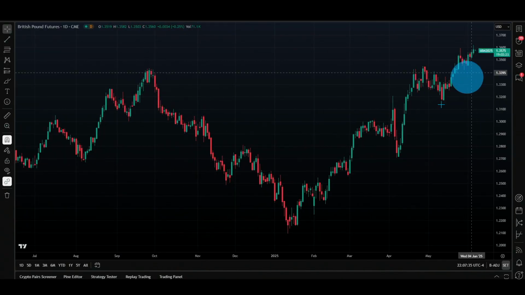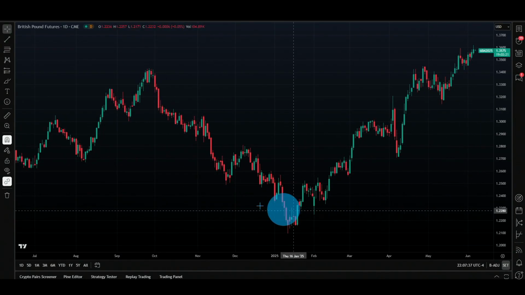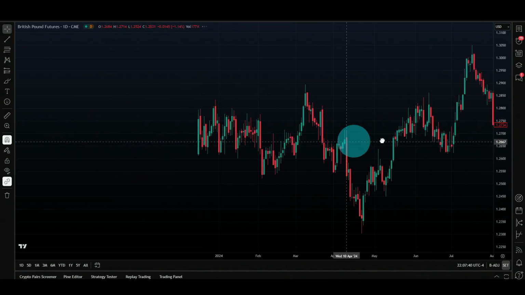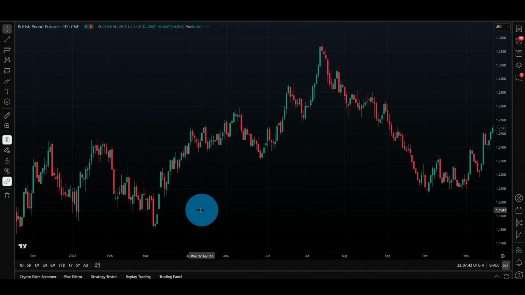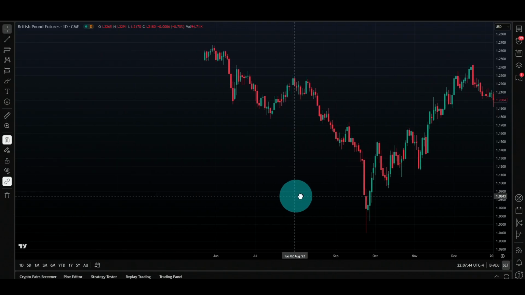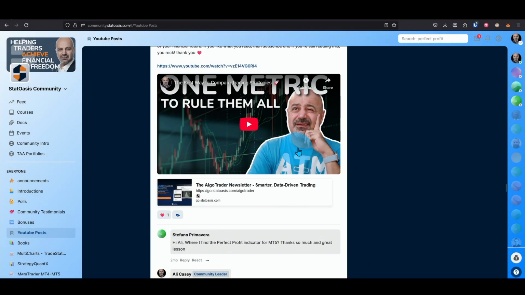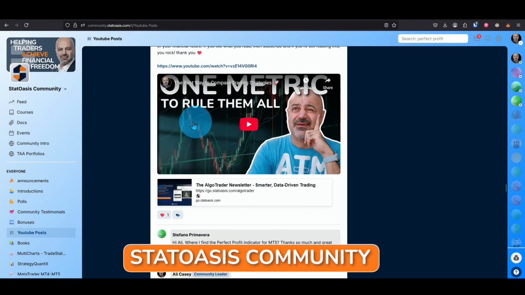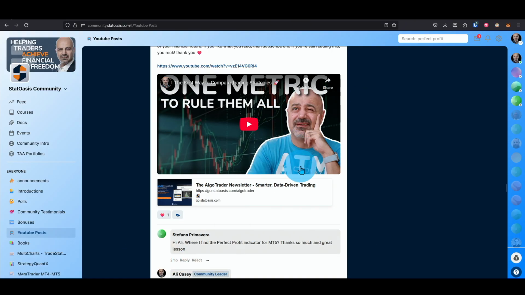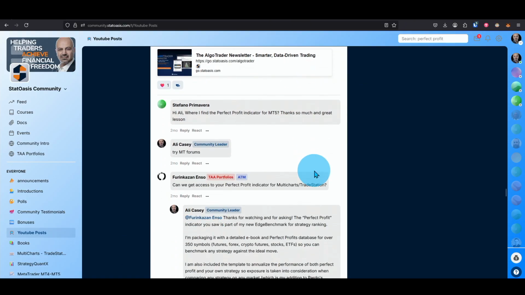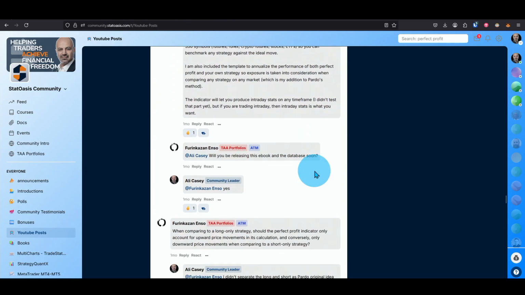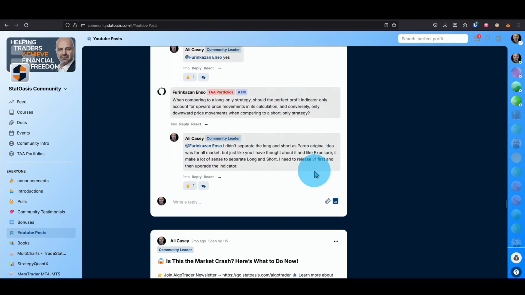So this is the daily bar of the British Pound Futures. And of course, it's up and down. Sometimes it trends, sometimes it doesn't. And I'm sure you have access to charts that you can see that there is no single direction in this market. But I recently did a video on the one metric that rules them all. And basically, this metric measures the maximum profit that you can make if you traded the market perfectly.